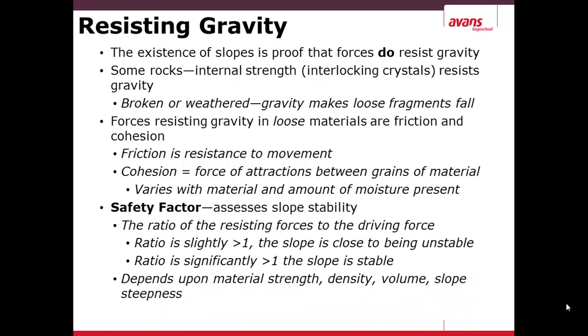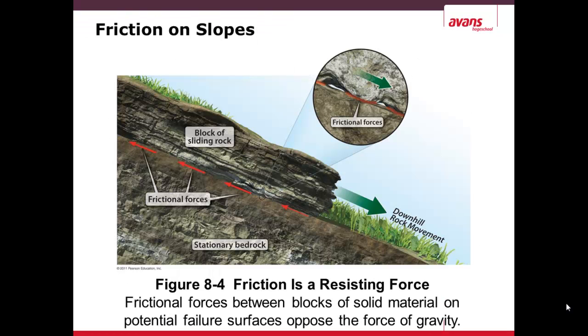The safety factor when assessing slope stability is the ratio of the resisting force to the driving force. If the ratio is slightly greater than 1, the slope is close to being unstable. If the ratio is significantly greater than 1, the slope is said to be stable. And again, this depends upon the material strength, the density, volume, and slope steepness.